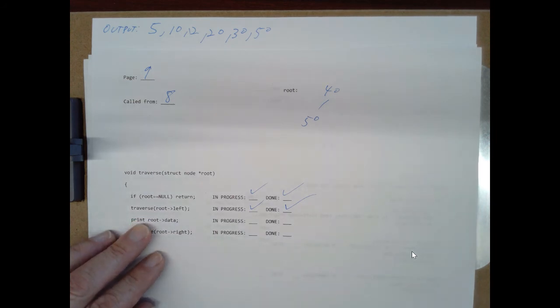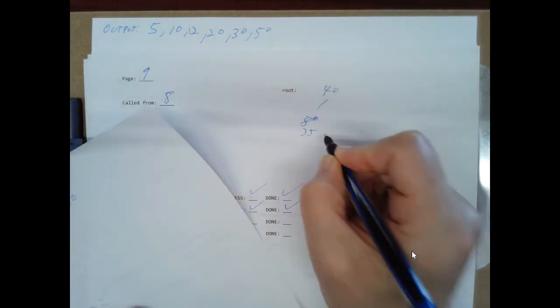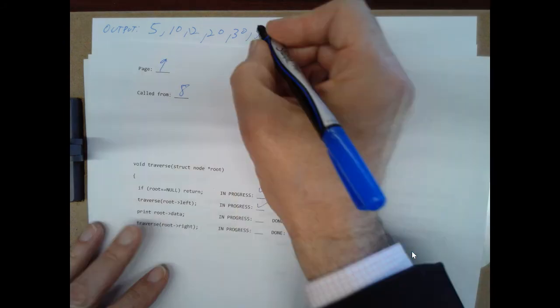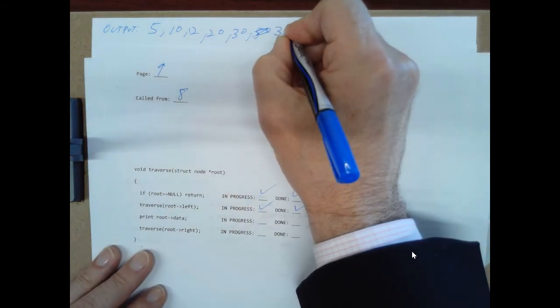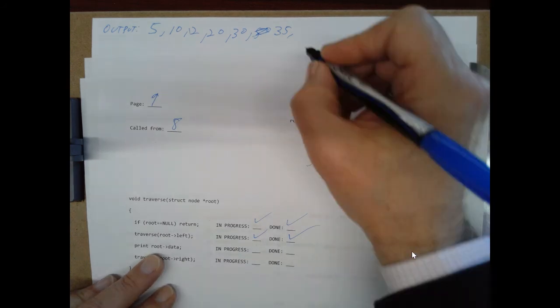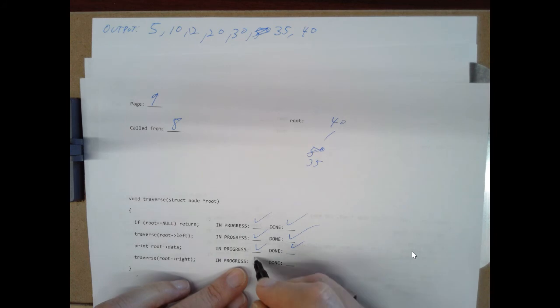Now it's going to, ooh, we did something wrong. Yeah, I think that should be 35 too. I could have ripped the universe in half there. Okay, now we're going to print root arrow data, which is 40. And then we're going to traverse root arrow right, which is null. So we make another call. Root is null, it comes back right away, and we're done.